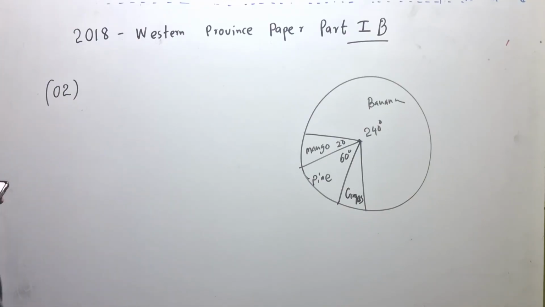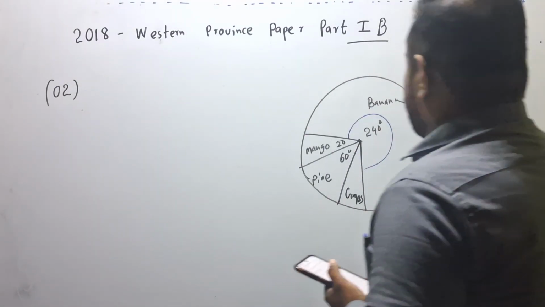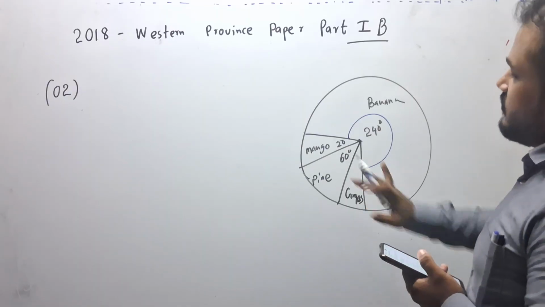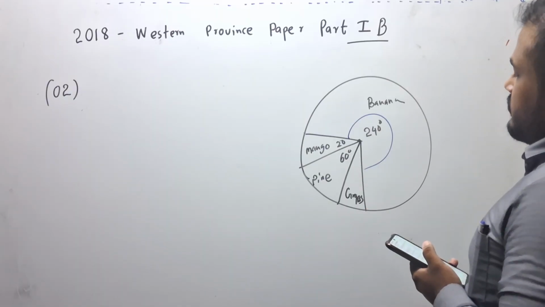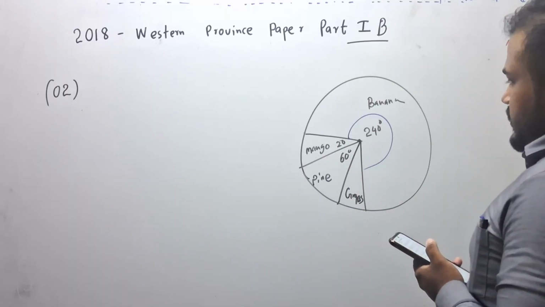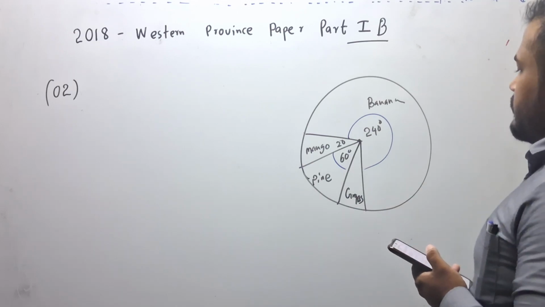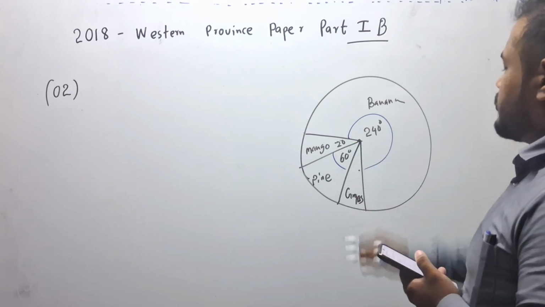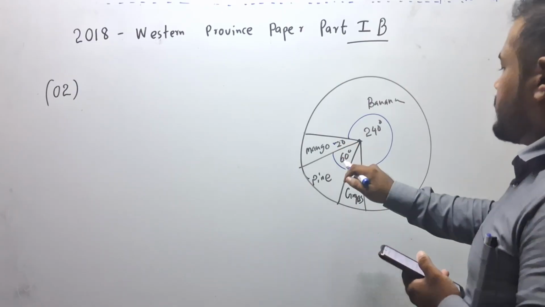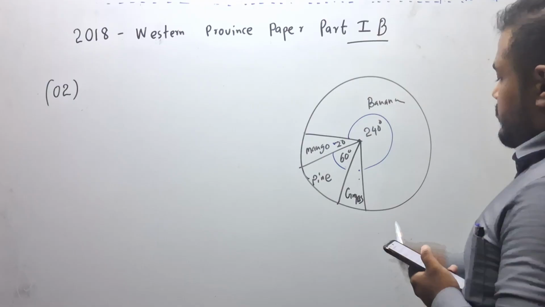Number 1, which fruit is cultivated in the least extent of land? That means we have to find that value first. If 240 is taken, the remaining angle is 120 degrees, because 240 plus 120 is 360. Pineapple is given as 60. So 20 plus 60 plus the grapes angle must be 120.